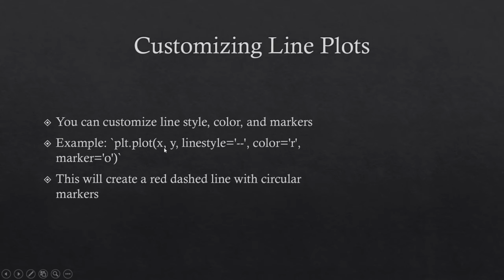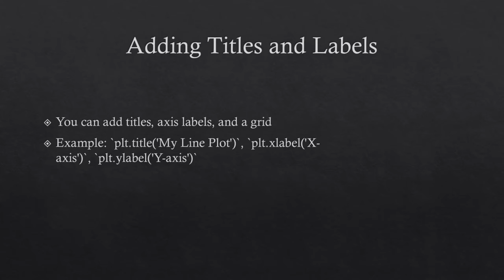You can customize line style, color, and markers. Example: plt.plot(x, y, line style, color, and markers). These are all our plots and labels as well. This will create a red dashed line with circular markers. You can add a title, axis labels, and a grid. Example: plt.title('My Line Plot'), plt.xlabel, plt.ylabel.